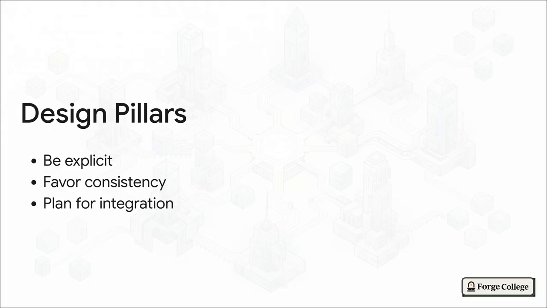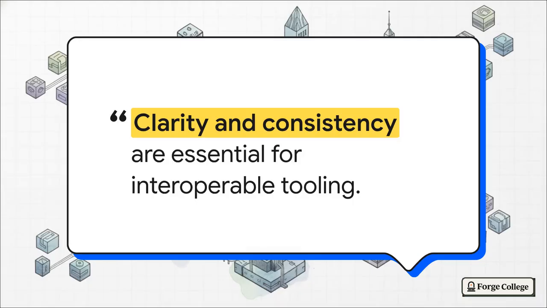Second, favor consistency. Use the exact same granularity and ID generation policy across your entire contract to avoid nasty surprises on the client side. And third, plan for integration. Always align your choices with what major wallets and marketplaces actually expect to see. Because ultimately, clarity and consistency are essential for interoperable tooling. If your token is a massive puzzle to decode, marketplaces simply won't support it.